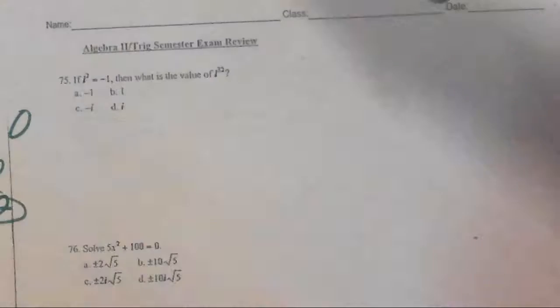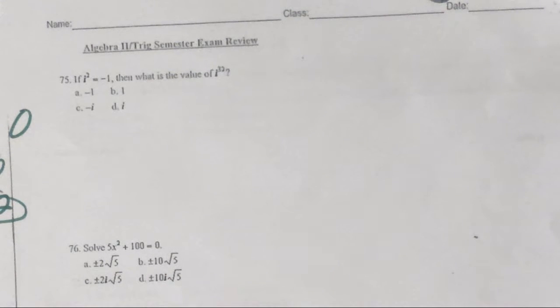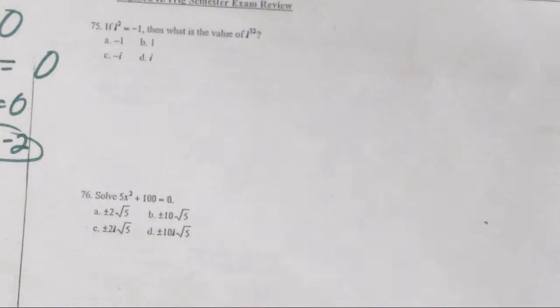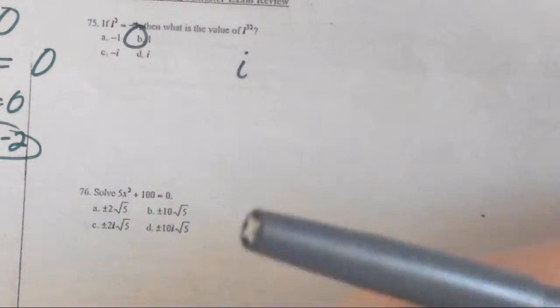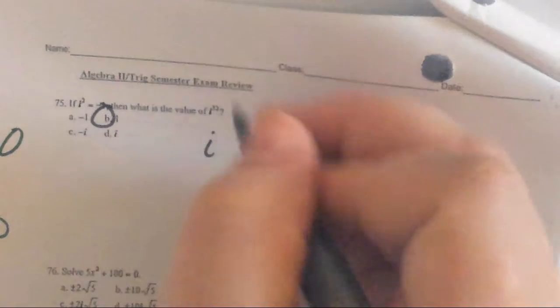We are on 75, which is dealing with complex numbers. It says if i squared is -1, then what is the value of i to the 32? Do you want to know the answer to 75? It is B.